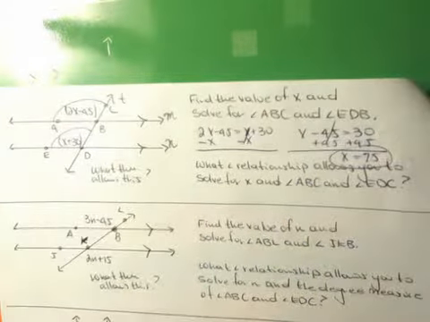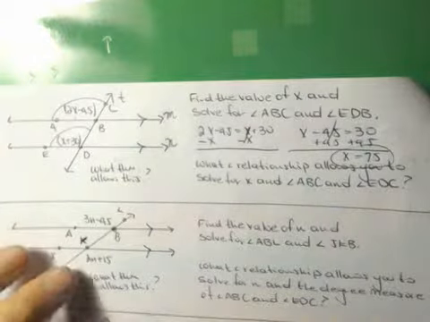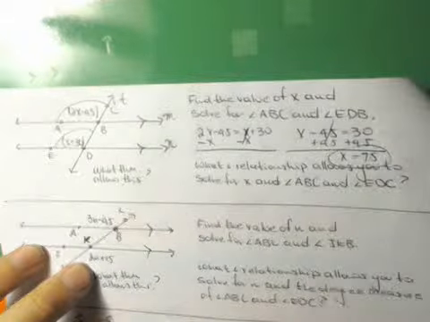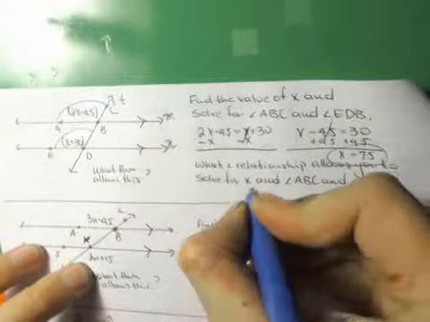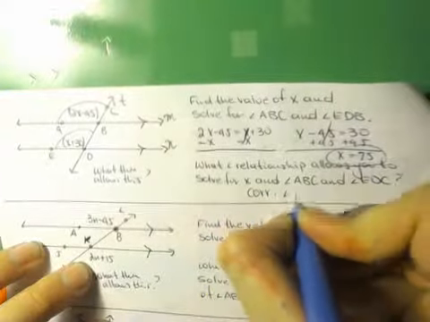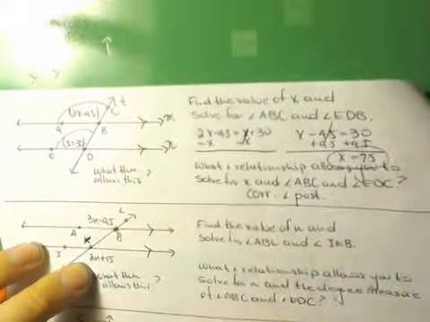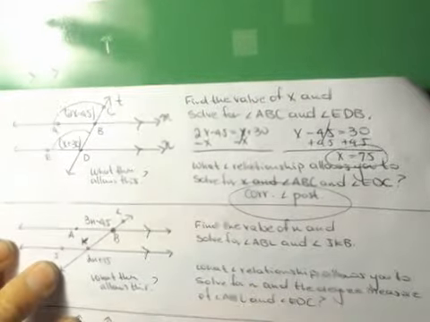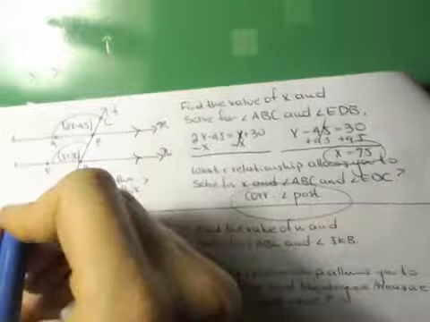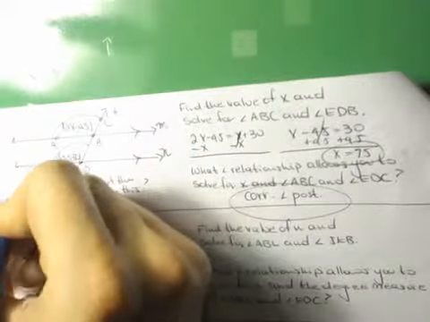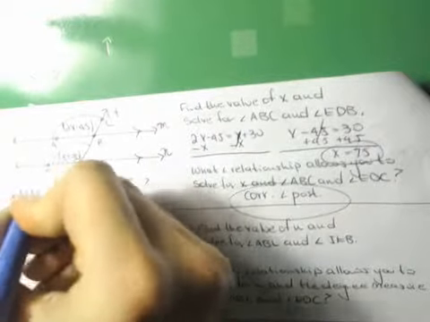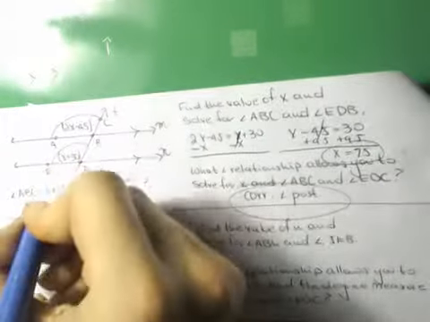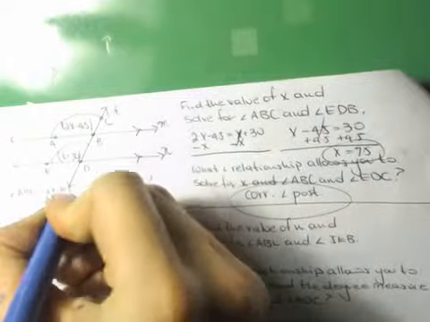Okay. So what special angle relationship allows you to solve for x and ABC and ADC? I would say that the corresponding angle postulate or theorem allows you to solve for this. Okay. We found that x is 75. We know that they're going to be congruent. So angle ABC is going to be equal to 2x minus 45. We just plug in what we found for x back in. 2 times 75 minus 45.